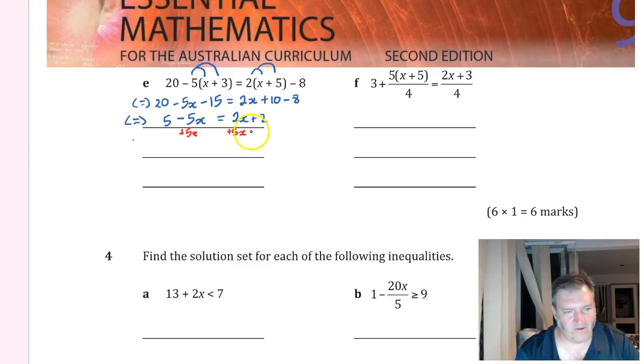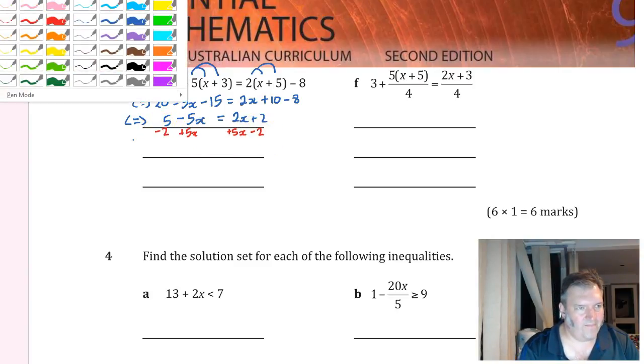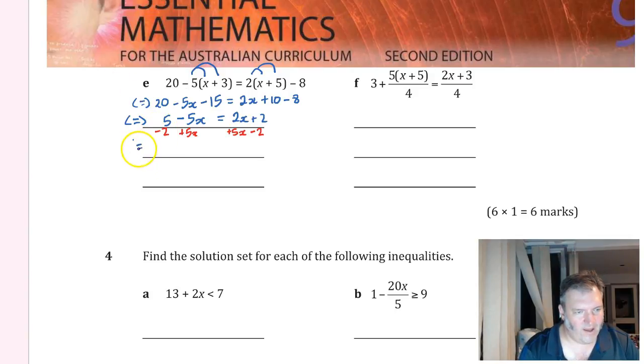What's the opposite of adding 2? I don't want it there. Let's subtract 2. So I'm going to do the same thing on the other side. What do we end up with now? 5 minus 2 is 3. Negative 5x and positive 5x cancel. So 3 equals 2x plus 5x is 7x. And obviously 2 minus 2 cancel.